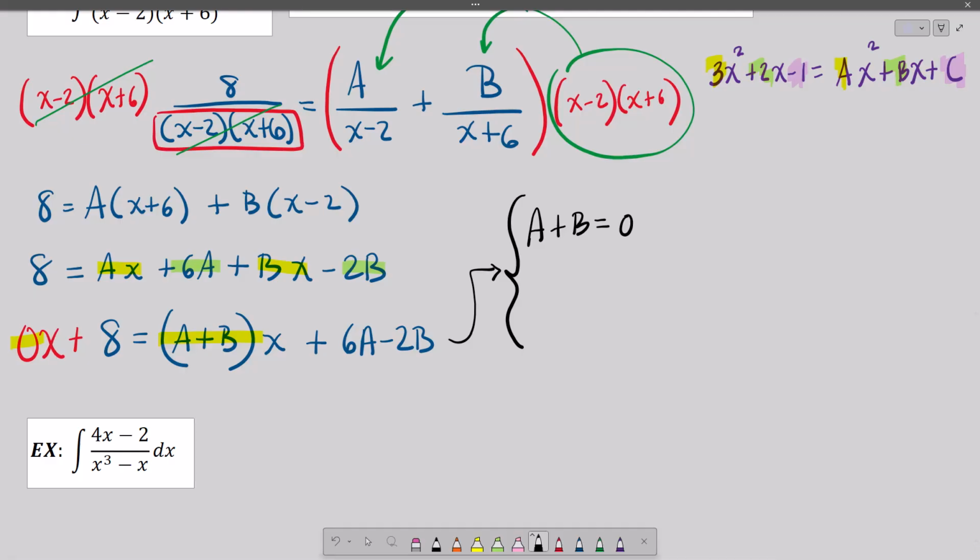Similarly, 8 must be equal to that constant. It's the only way that these two polynomials can be equal. So we're going to have 6a minus 2b equals 8. And with that second equation, we can, of course, divide out the 2. That'll make it a little bit easier.